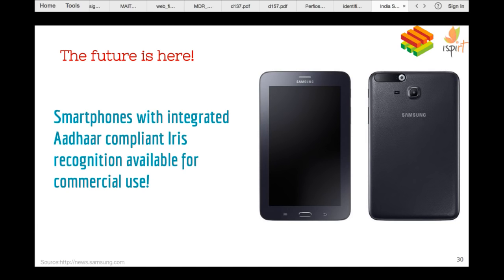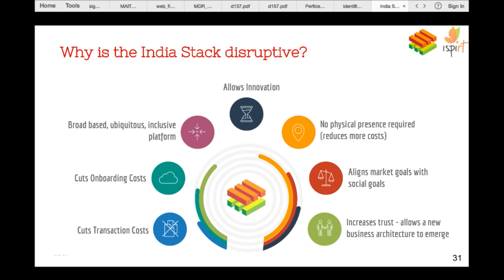And we already have smartphones coming in with embedded iris devices, and we expect many more to come in the near future. Why is it disruptive? The India Stack allows innovation, it removes physical presence requirements, it aligns market goals with social goals because it's a broad-based, ubiquitous, inclusive platform. It cuts onboarding costs, it cuts transaction costs, and at the same time, it increases trust. And hence, it allows a completely new business architecture to develop, which could not have been done before.